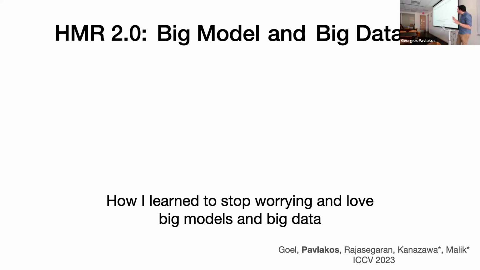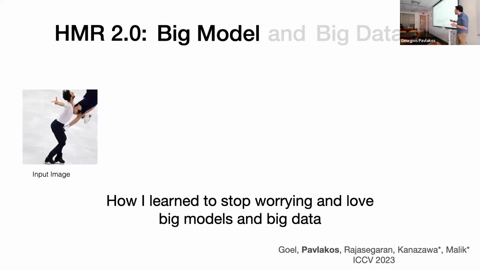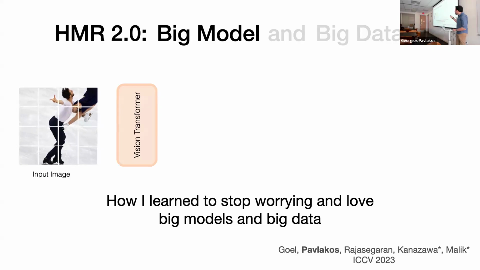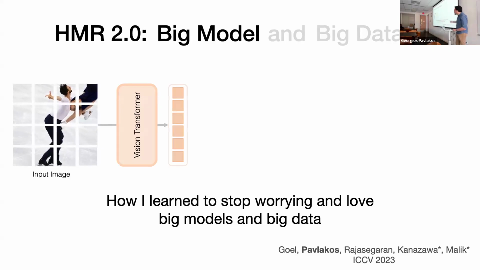So the first victim was the model. Instead of the convolutional networks that we used until a few years ago, we substituted this with a large-scale vision transformer, which seems to be scaling much easier for these visual tasks. So we patchify the image, we pass it through the vision transformer. Of course, the devil is in the details here. It's important to do all the steps right. So you cannot just plug in a vision transformer.